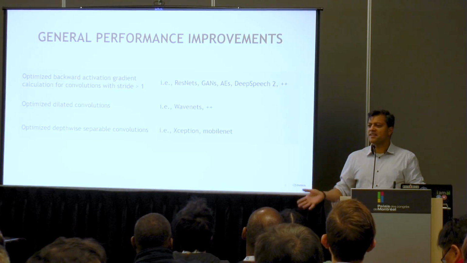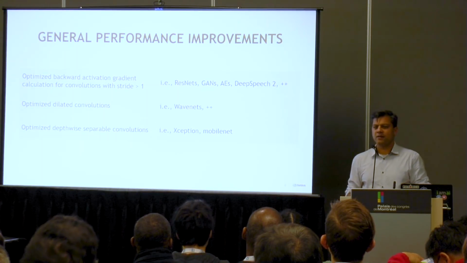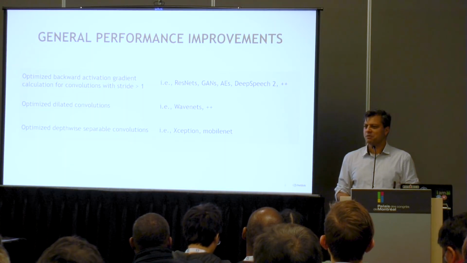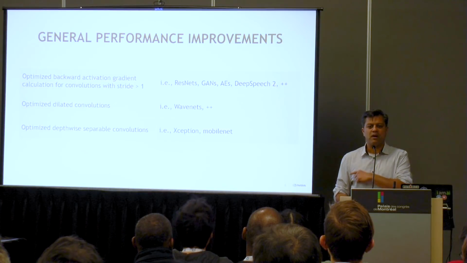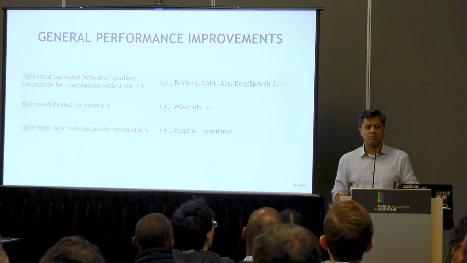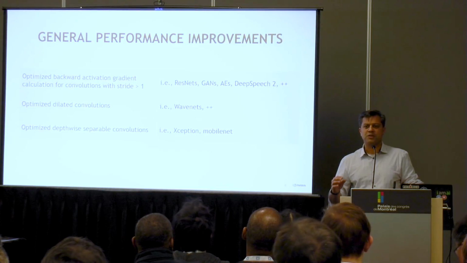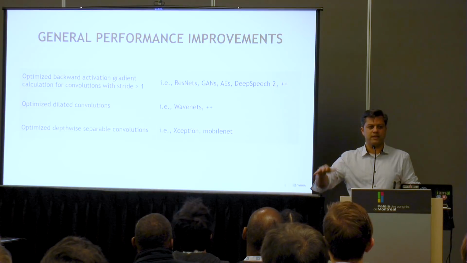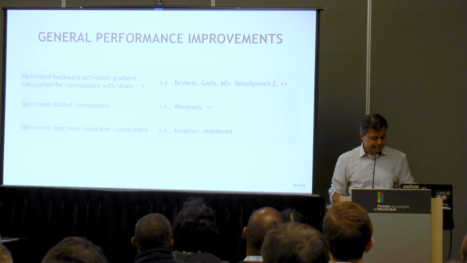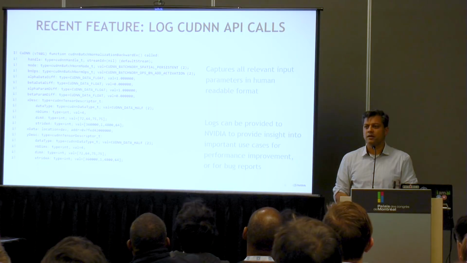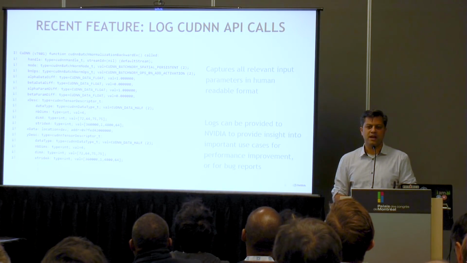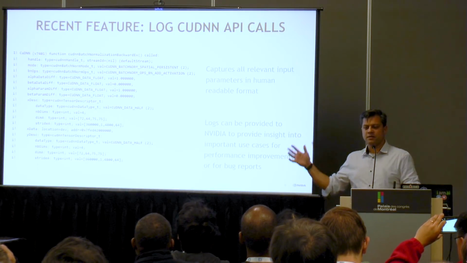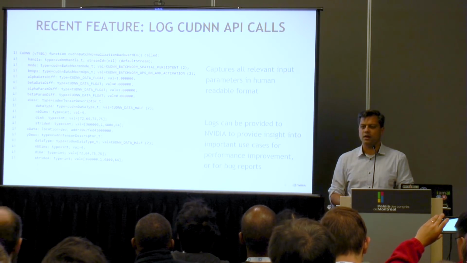Okay, so in addition to all these performance improvements that we spend our nights thinking about and then our days implementing, I wanted to highlight a feature that might be useful to all of you, whether you're coding to the API directly or using cuDNN indirectly through a framework like TensorFlow or PyTorch. And that is the ability to log the calls made to the cuDNN APIs by the deep learning frameworks. This can be turned on, and the documentation explains how to turn it on with an environment variable.